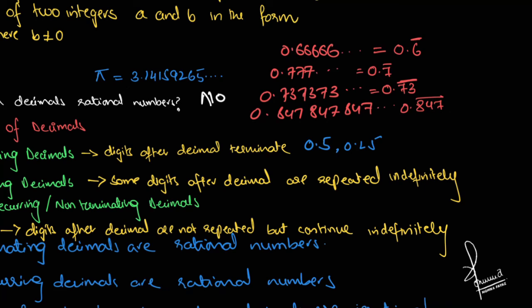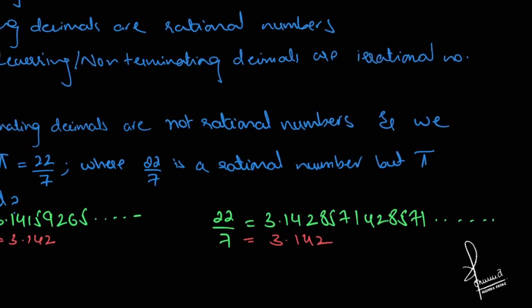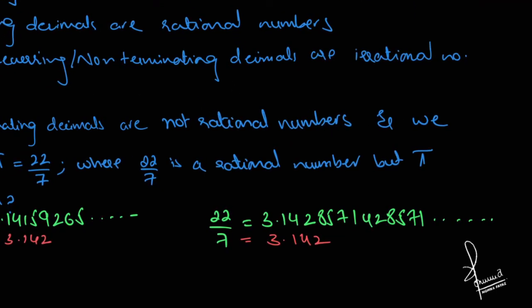So in 22/7, what will repeat? In 22/7 you can see 3.142857 and then again 142857. Now all of these are repeating, so you will have a representation like this for 22/7. I hope this is clear.